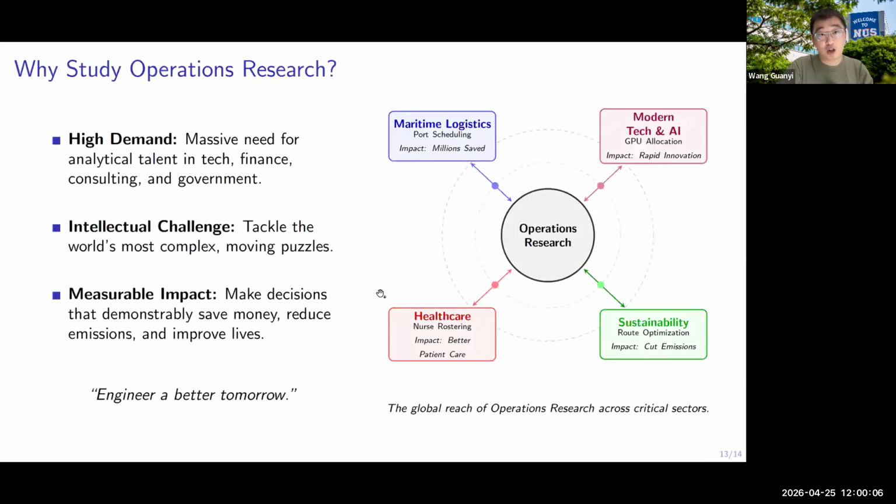Okay, let's make a conclusion of this Zoom lecture. Why do I believe operations research is interesting and important? First, it's in high demand. We could see from the previous examples that we have a massive need for analytics and for making good decisions, and we have these demands in different types of domains: for example the tech companies, finance, consulting, government, healthcare, etc.